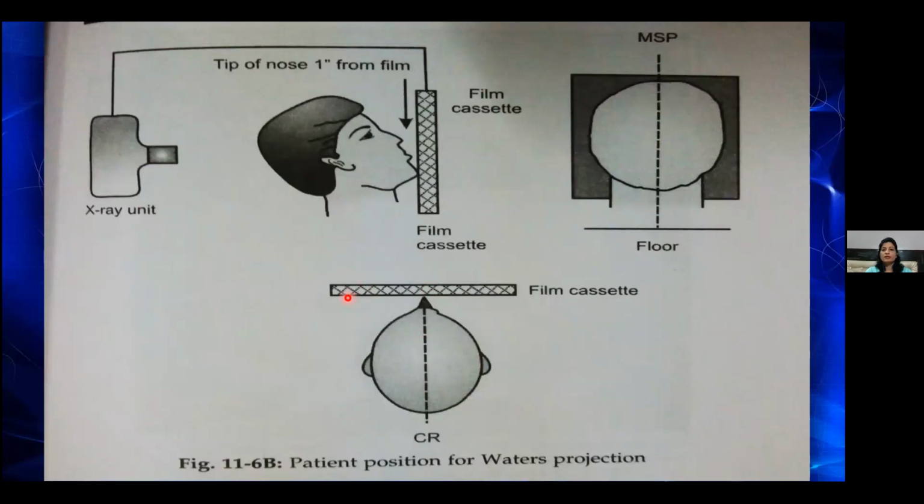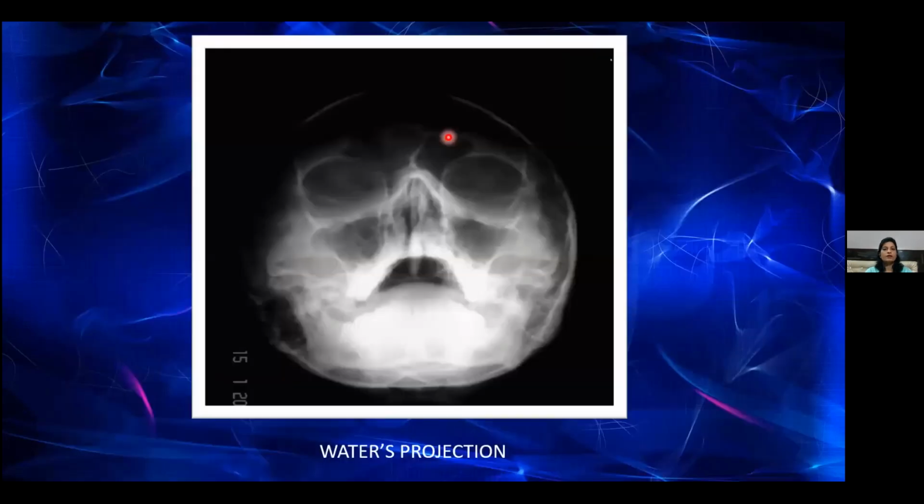So chin touch position: the nose is 1 inch away from the image receptor. X-ray unit is here. The central X-ray is directed over the maxillary sinus, exiting at the acanthion. The acanthiomeatal line is 37 degrees. Clear? Waters view. So this is to identify the view.